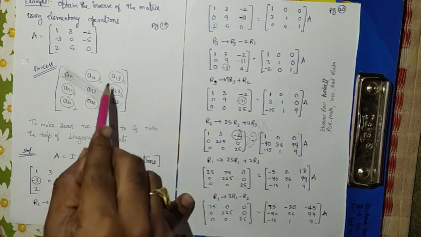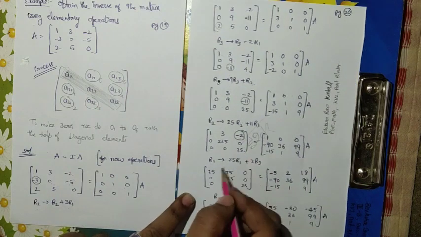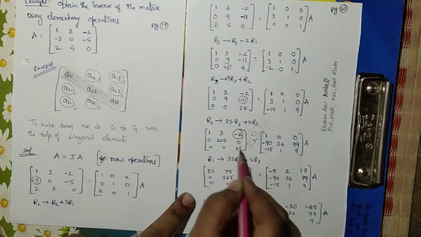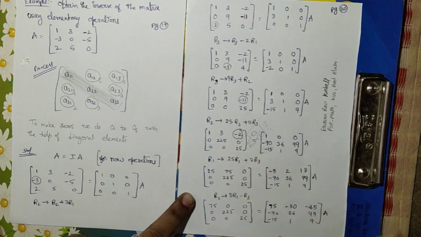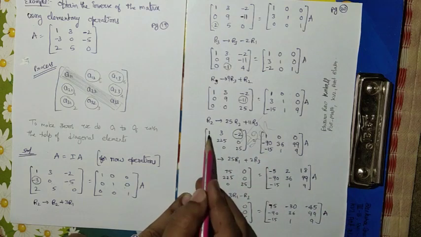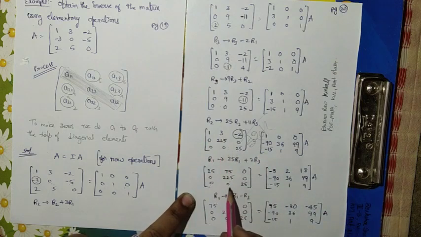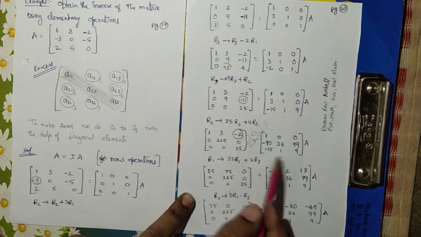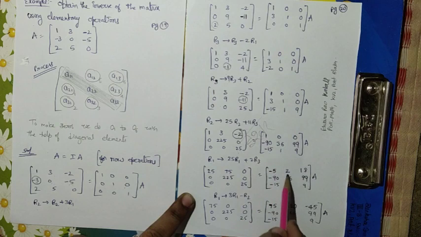This is operation number 5. It is row 1 is 25 row 1 plus 2r3, because 25 2s are 25 2s are, that will come. So it is 25 1s are 25, 25 3s are 75 plus 0, this is 0. Next, 25 minus 30 is minus 5, 0 plus 2 is 2, 0 plus 18 is 18, because 9 2s are 18.